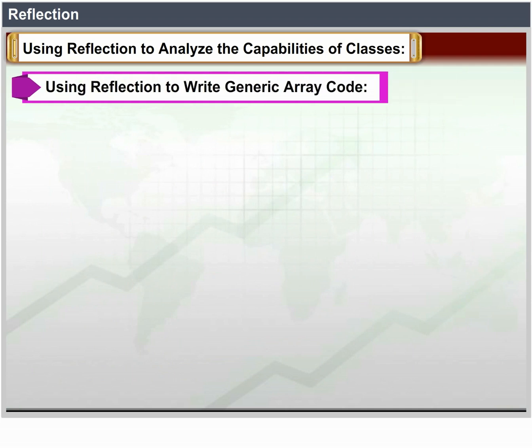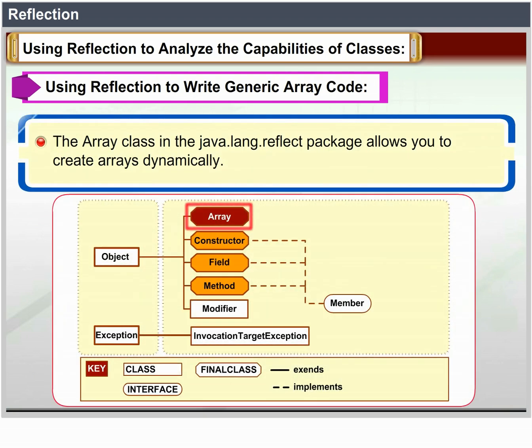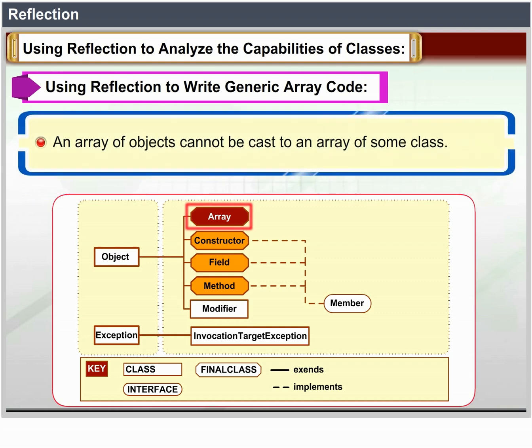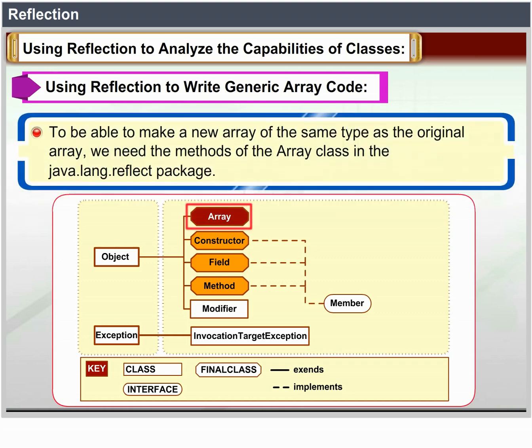Using reflection to write generic array code. The Array class in the java.lang.reflect package allows you to create arrays dynamically. An array of Objects cannot be cast to an array of some class. To be able to make a new array of the same type as the original array, we need the methods of the Array class in the java.lang.reflect package.